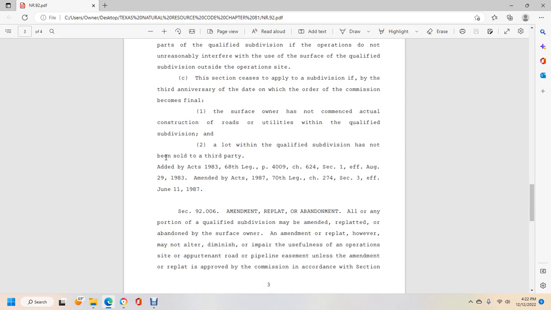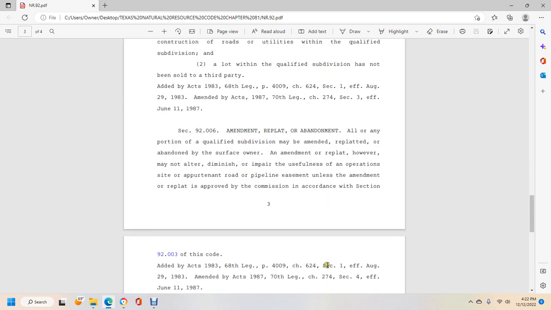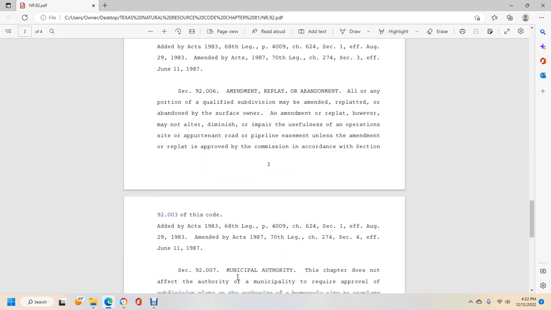Section 92.006, Amendment, replat, and abandonment. All or any portion of the qualified subdivision may be amended, replatted, or abandoned by the surface owner. However, they may not alter, diminish, or impair the usefulness of the operation site, improvement, road, pipeline, or easement, unless the amendment or replat is approved by the Commission in accordance with Section 92.003. Acts 1983, amended Acts 1987.